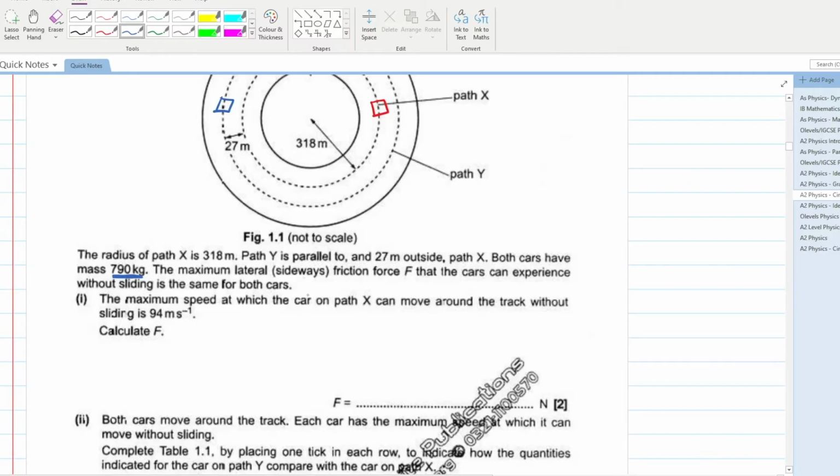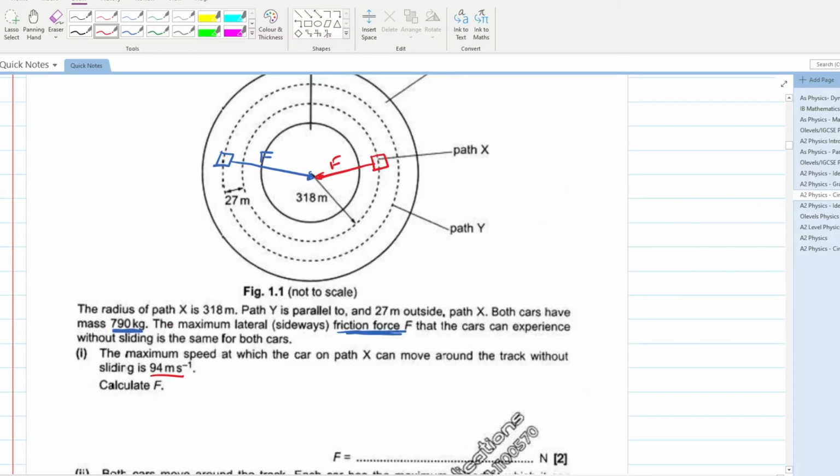The maximum lateral sideways friction. The frictional forces of both are the same. This blue force friction F and this red force friction F would be the same. The maximum speed at which the cars on path X can move around the track without sliding is 94 ms-1. Calculate F. We have to calculate this frictional force F.